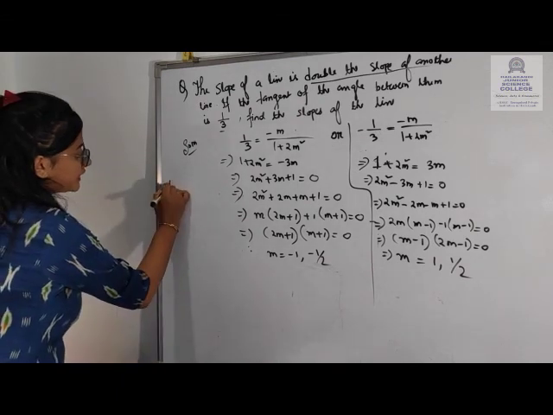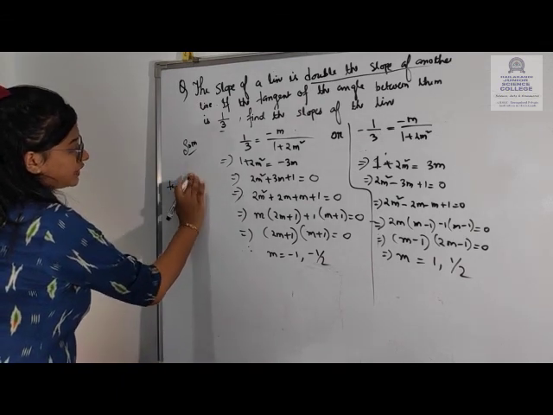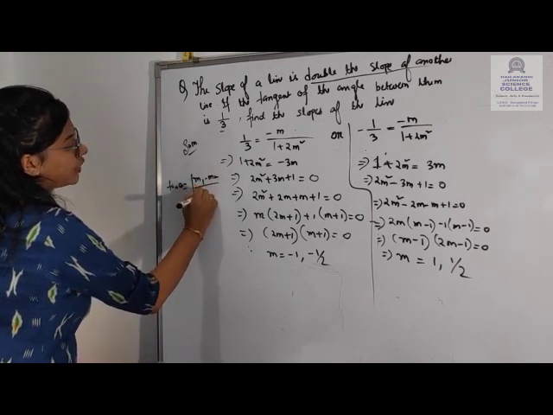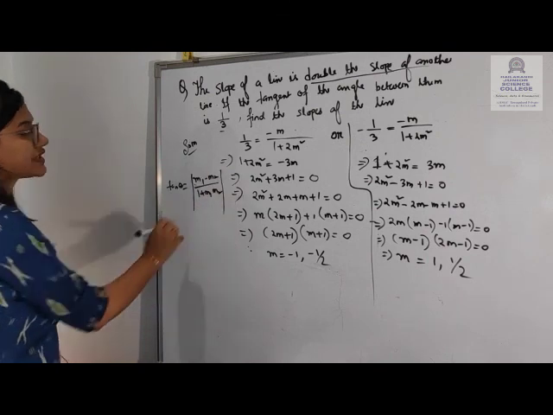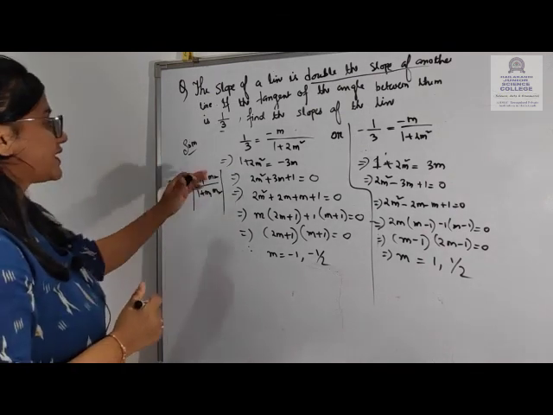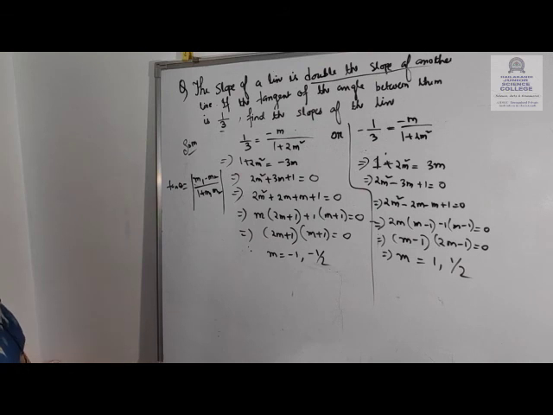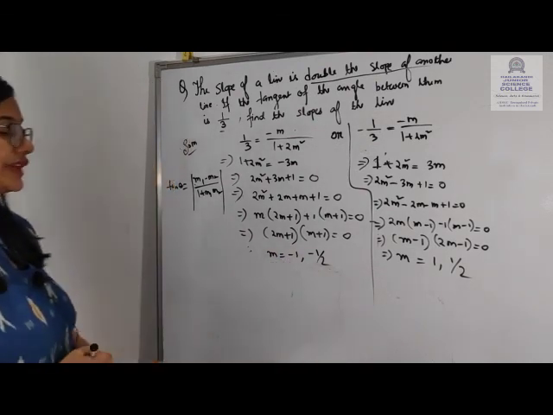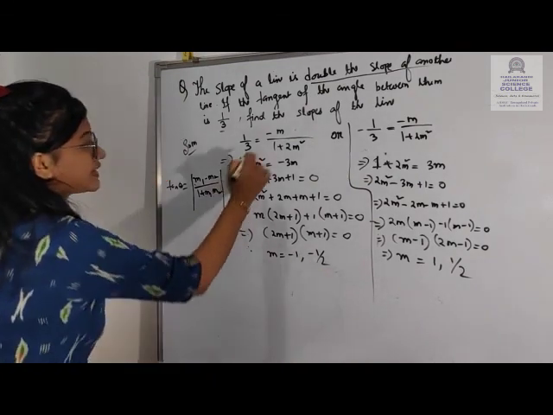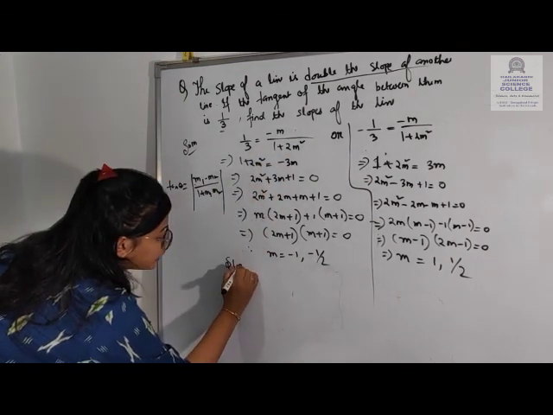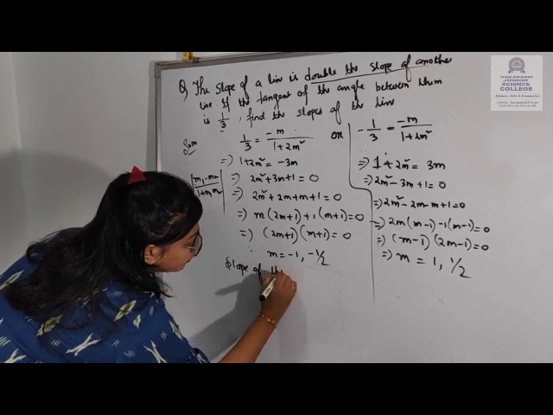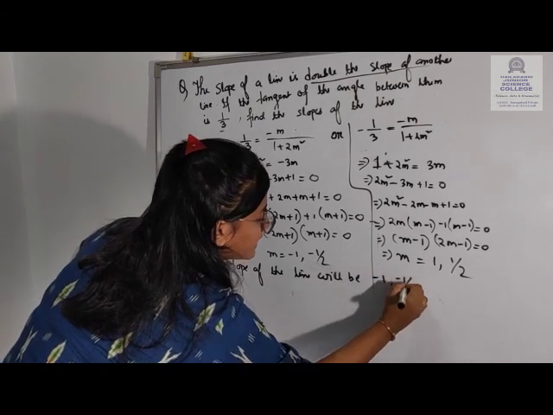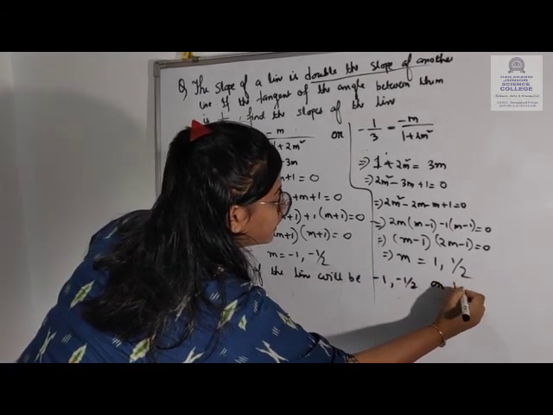The formula was tan theta is equal to (m1 minus m2) divided by (1 plus m1 m2). I used this formula, and the value of tan theta is given as 1 by 3, and calculated the value of the slope. The value of the slope is either minus 1 or minus half, or the other is 1 half. So what is the question? Find the slope of the line. The slope of the line will be minus 1, minus half, or 1 half.